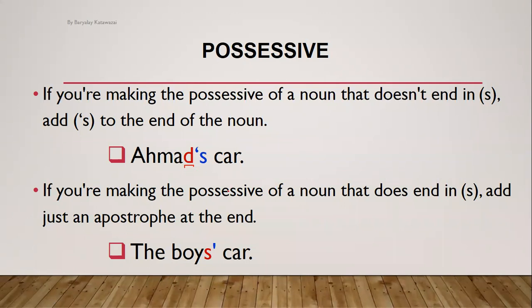If you are making the possessive of a noun that doesn't need an S, add just an apostrophe at the end of that noun, the possessor. You see the noun, apostrophe, the noun is boy. Boys is the plural form of boy.